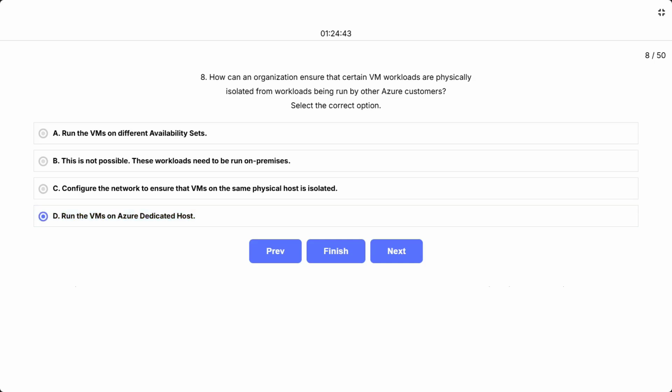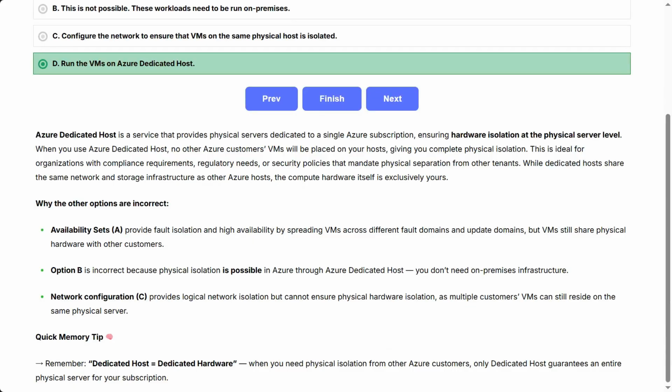Azure Dedicated Host is a service that provides physical servers dedicated to a single Azure subscription, ensuring hardware isolation at the physical server level. When you use Azure Dedicated Host, no other Azure customers' VMs will be placed on your hosts, giving you complete physical isolation.